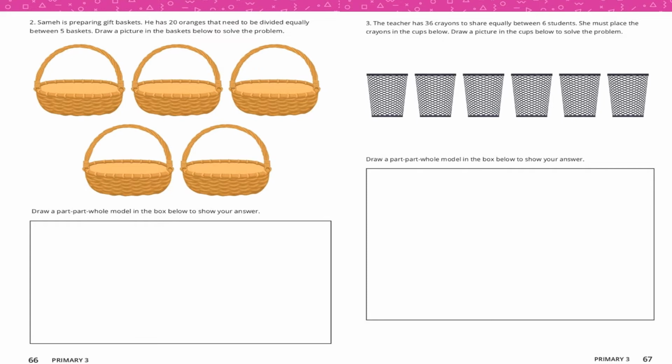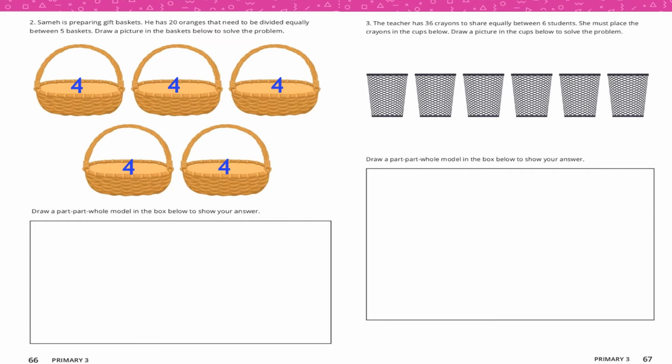20 divided by 5. We can get it from the multiplication. Division is the inverse operation of multiplication. 5 times what will give me 20? 5 times 4. So we will put in each basket 4. 4 repeated how many times? 5. So 4 times 5 equals 20. Yes, it's right, it's correct.